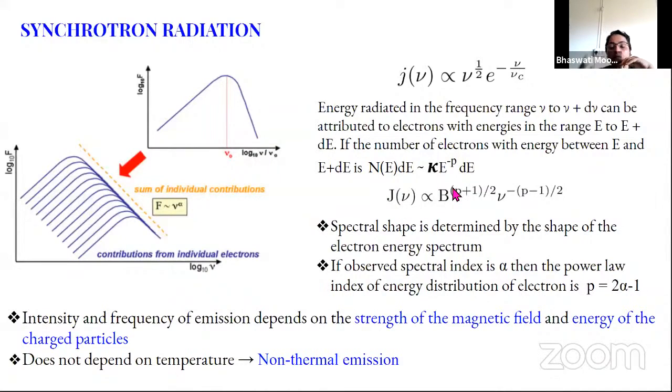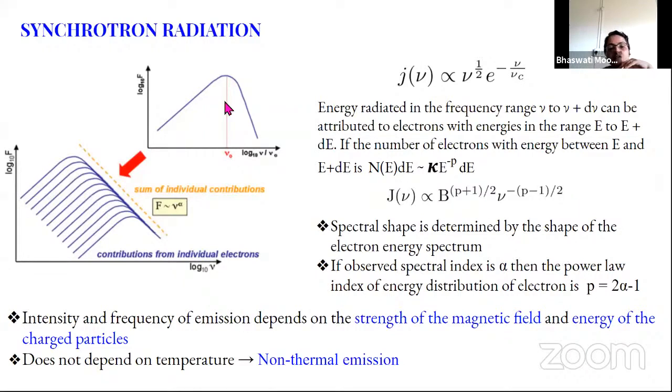So the spectral shape that I'm seeing is determined by... what is p? What have I assumed p to be? p is the power law index which describes the distribution of the number of electrons as a function of energy. So the spectral shape is determined by the shape of the electron energy spectrum.